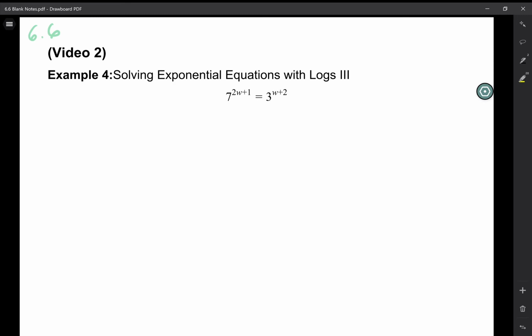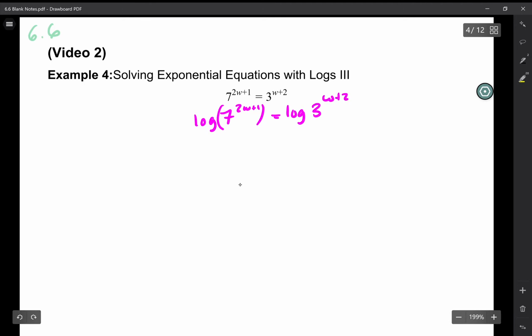We're still going to just take logs of either side. You could use natural log or you can use log base 10. It'll work out the same in the long run. I'm going to use log base 10. Log of 7 to the 2w plus 1 equals log of 3 to the w plus 2.